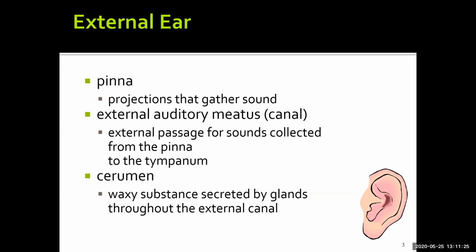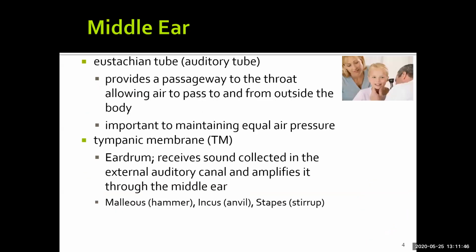The auricle directs sound waves, and the external acoustic meatus is the passageway inward toward the tympanic membrane, which is the boundary between the external and the middle ear. When we look at cerumen, it's the waxy substance secreted by glands throughout the external canal, so ear wax. The middle ear consists of the eustachian tube, the auditory tube, that provides a passageway to the throat, allowing air to pass to and from the outside of the body.